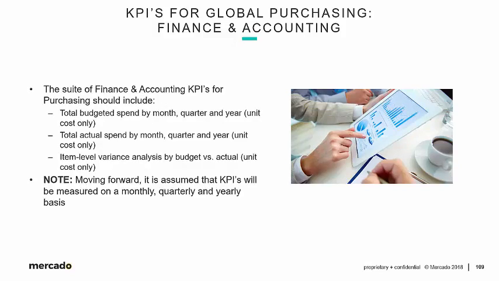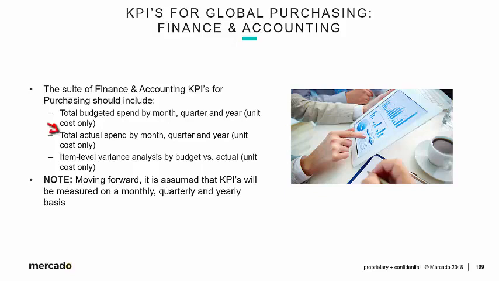Let's get into some details here around KPIs for finance and accounting. The suite of finance and accounting KPIs for purchasing should include total budgeted spend by month, quarter, and year, but for unit cost only. All the products that we import, what is the unit cost for each of them? What did we budget to spend on each of them? And the need to calculate that number.